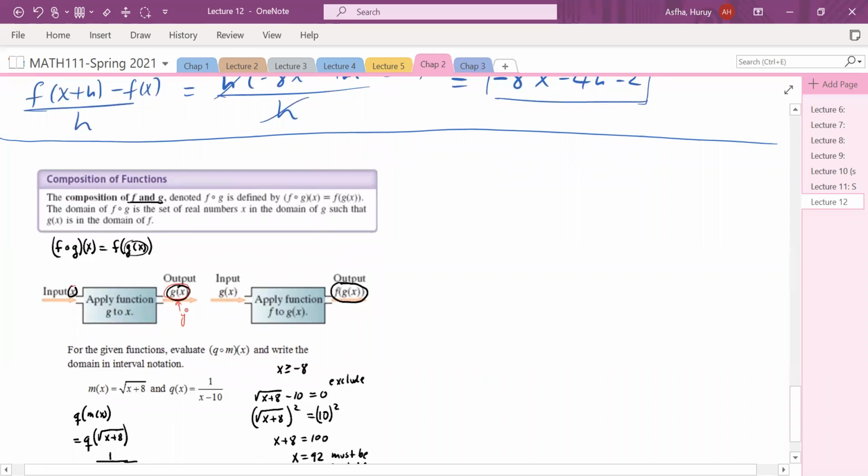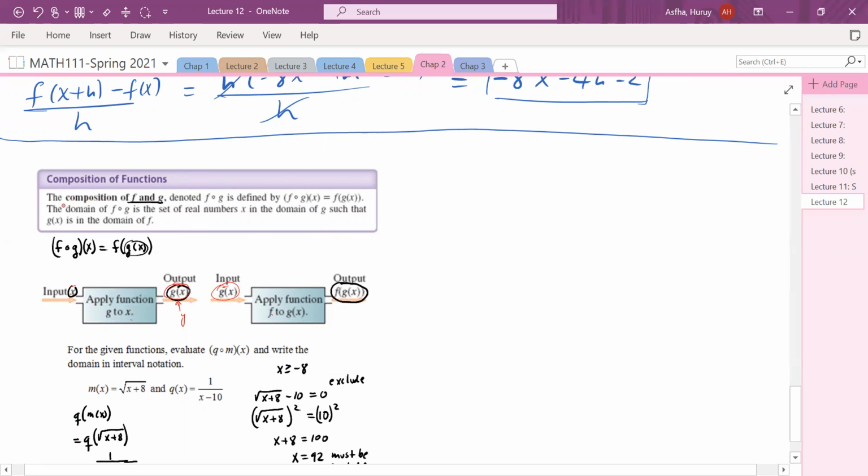Then we take this as an input to machine F, and machine F will take this G of x as an input. It will process it, and it will give us f of G of x as an output. So G of x is an output of this and an input of this one, which means it's in the domain of f, and it is inside the range of g. So this is what we call the composition of functions.